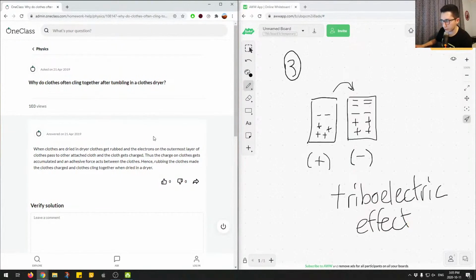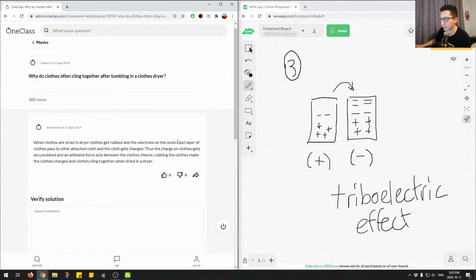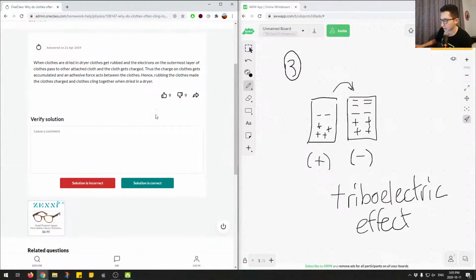So the junior tutor answers this question correctly, and I hope this explains why we have the cling because of the transfer of electrons. So correct answer. Great job. And we'll mark this solution as correct.